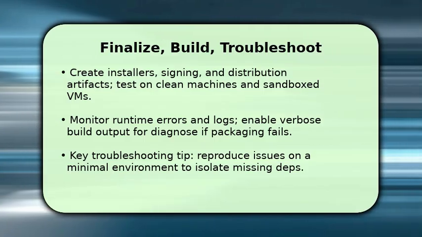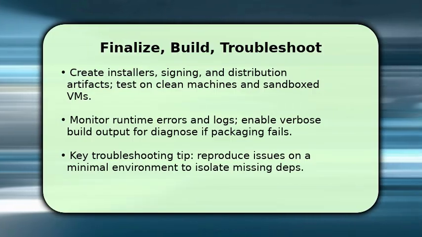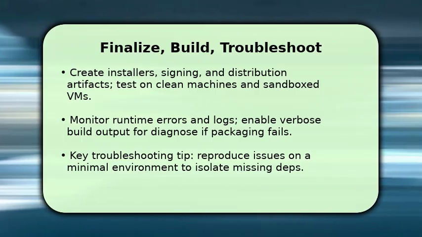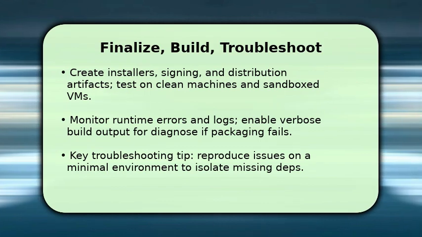Once packaged, run the app through smoke tests and real user flows and collect logs for runtime failures. If something breaks, reproduce the bug on a minimal VM or container to isolate missing dependencies or platform-specific code. Finally, iterate on packaging flags and dependency pins until builds are stable, and automate the pipeline so you don't repeat manual steps.